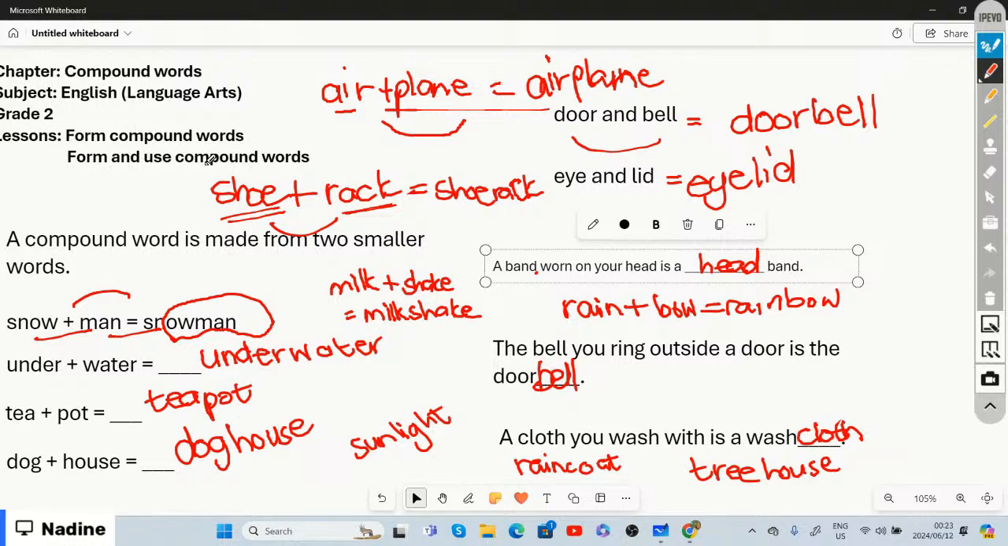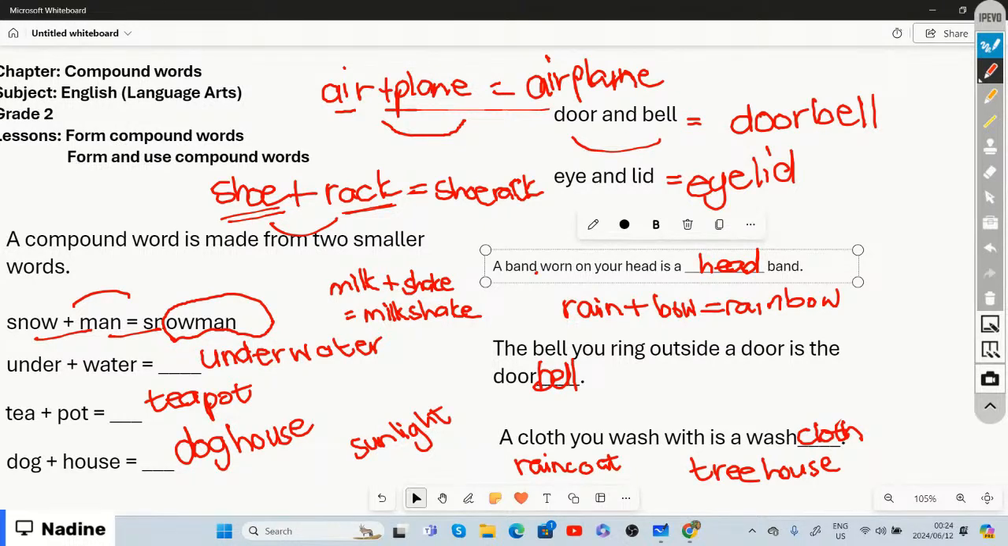So basically, all of these words that you have mentioned are correct, and they are compound words. They are words that are made up of two smaller words, and once we join those two words, it becomes one word, and we call those compound words, right? All right.